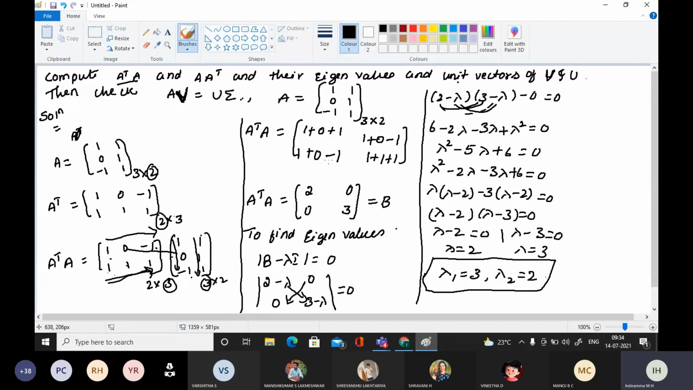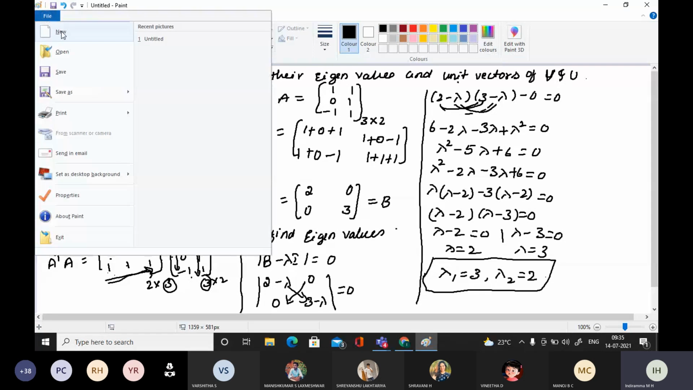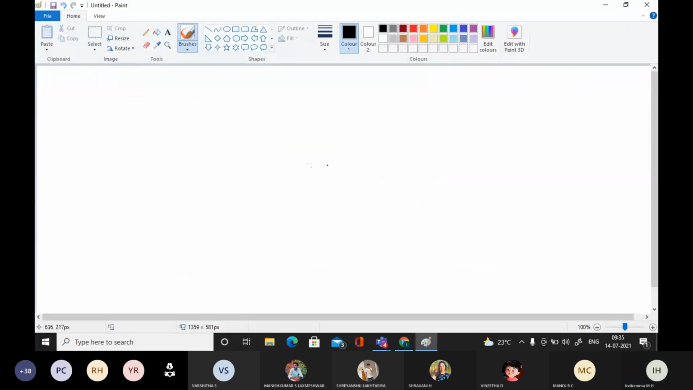So after finding eigenvalues, what should we consider? What is step 3? Step 1, find A transpose into A. Step 2, eigenvalues. Step 3, after finding eigenvalues, go for the singular values. Find out the singular values, sigma 1 and sigma 2.